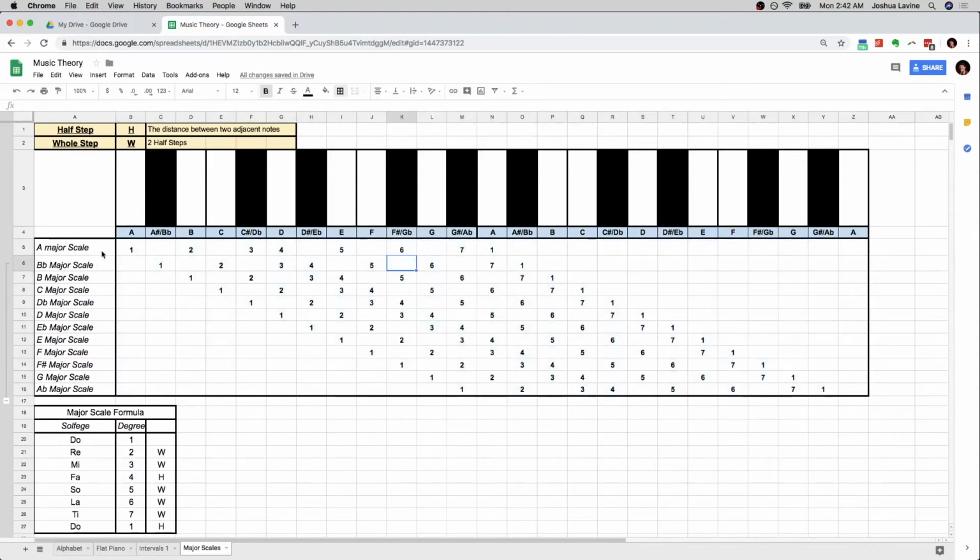So that was fast. I just learned every single note in every single major scale, from A to B flat to B, C, D, and so on.